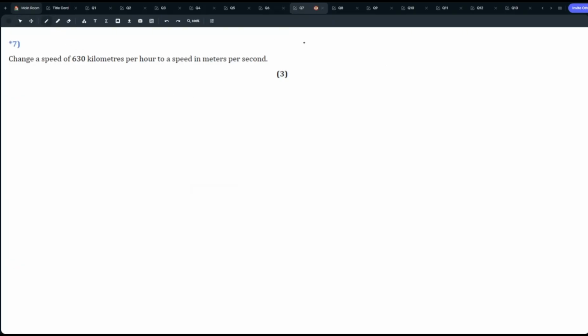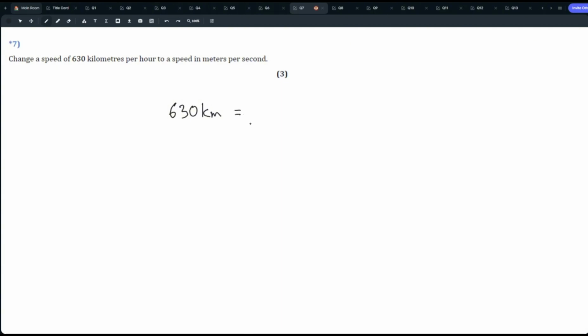Right, that's done. Question number 7. Change a speed of 630 kilometers per hour to a speed in meters per second. Okay, these sorts of questions do cause a little bit of confusion. But what you want to do is just take your time, just do one step at a time. Change one thing at a time if need be.